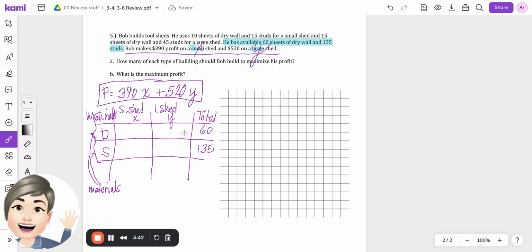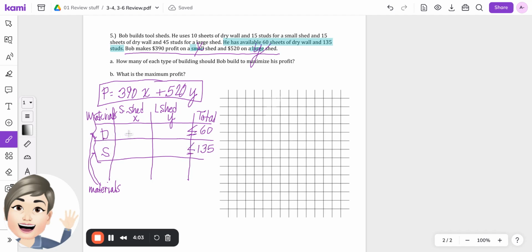All right, now over here with the inequality, it has to be less than or equal to. Has to be, has to be, has to be. You can't use more than 60 if you only have 60. You can't use more than 135 if you only have 135. So you must put the inequalities in that form.